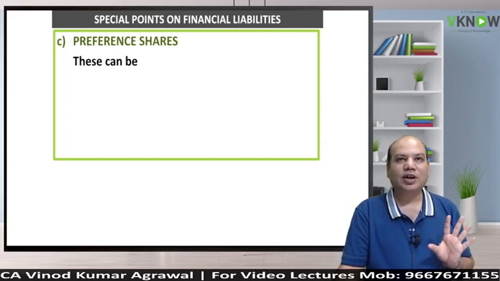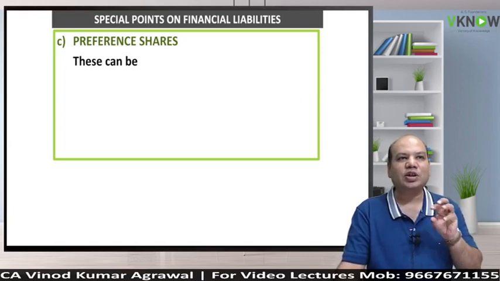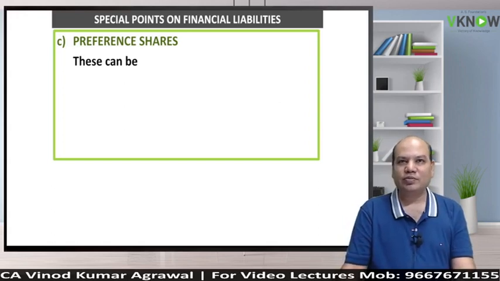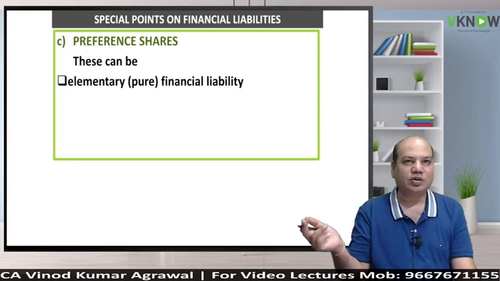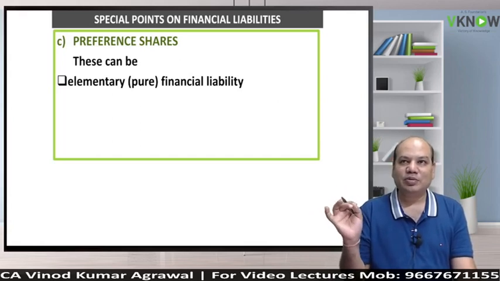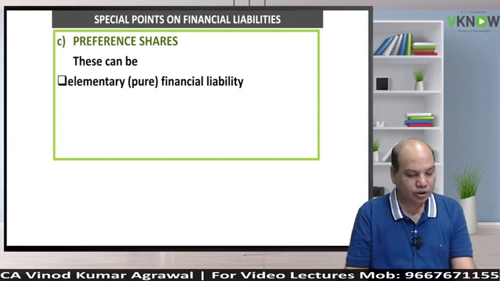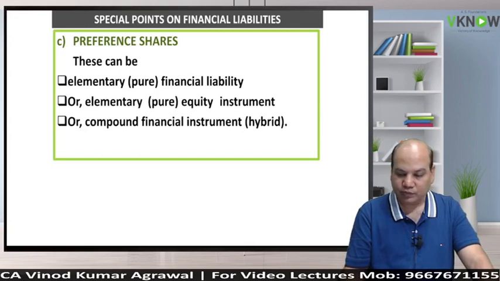So preference share can be in India now either equity or liability or a compound financial instrument, depending upon what kind of features are loaded in that preference share. So don't jump to any conclusion unless you read the features of that preference share, how the dividend will be paid, how the principal will be redeemed. And that will affect your classification. So it can be a pure equity instrument, a pure financial liability, or a compound instrument.